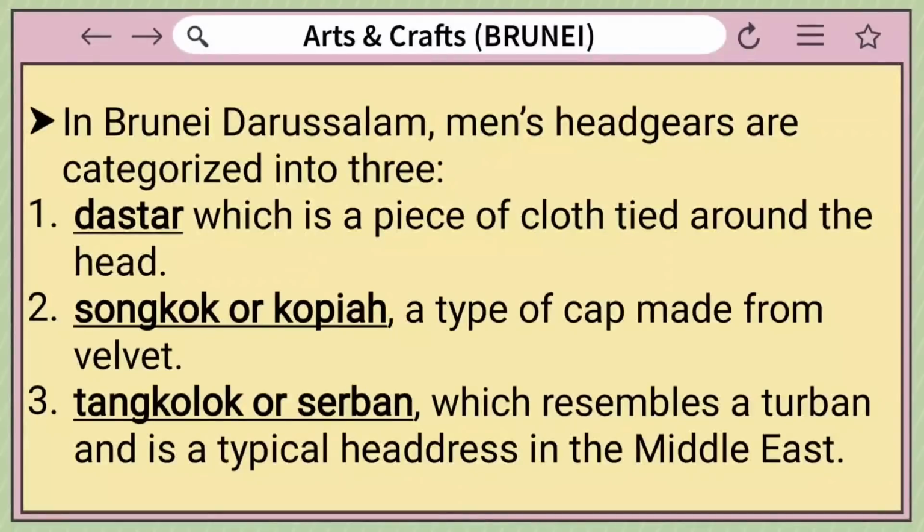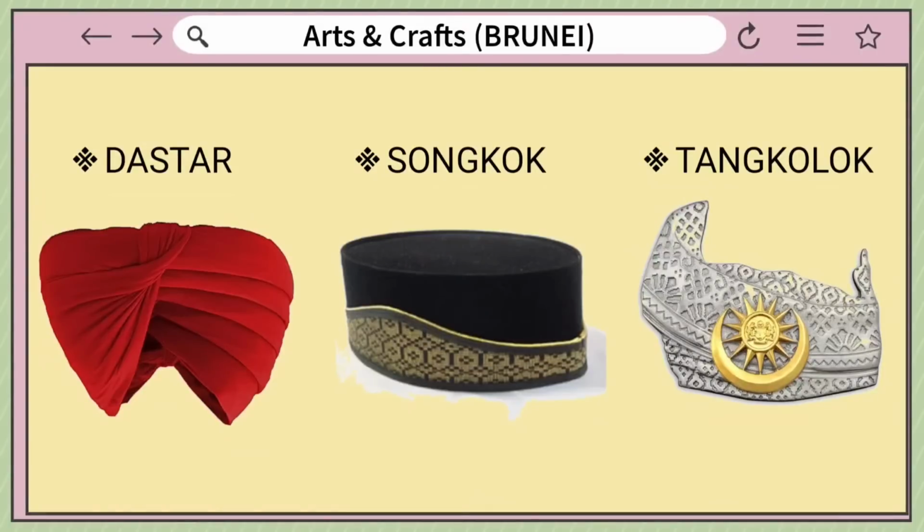In Brunei Darussalam, men's headgears are categorized into three. First one is the dastar, which is a piece of cloth tied around the head. The second one is songkok or kopia, a type of cap made from velvet. And the last one is tangkolok or serban, which resembles a turban and is typical headdress in the Middle East. Here are the pictures of the dastar, songkok, and tangkolok.